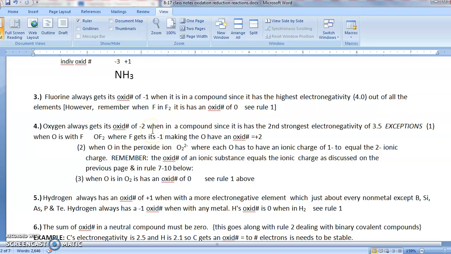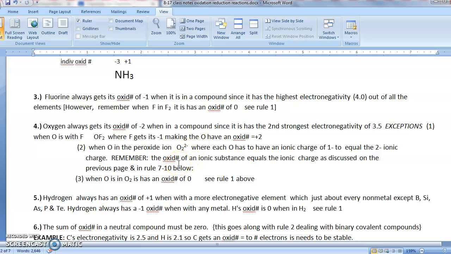Oxygen is the second strongest electronegativity at 3.5. So oxygen will generally get a -2. It's in family 6. Oxygen needs 2 electrons to get stable, so it gets an oxidation number of -2. The exceptions here would be when oxygen is with fluorine. Fluorine gets the minus. Oxygen would then be a positive. So in OF2, fluorine gets -1. We've got 2 fluorines for a total of -2. Once again, oxygen would be a +2.